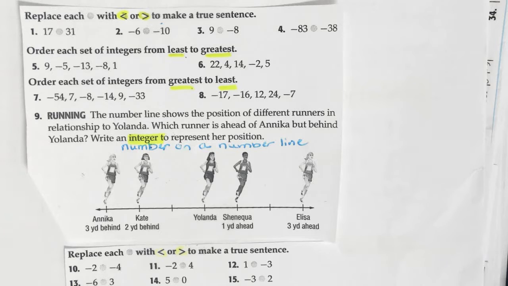Okay, start with 1 through 9. On number 9, you've got to look at the order and the numbers below those runners. When it says on number 9, write an integer, all that means is a number. Okay, but you've got to read number 9.